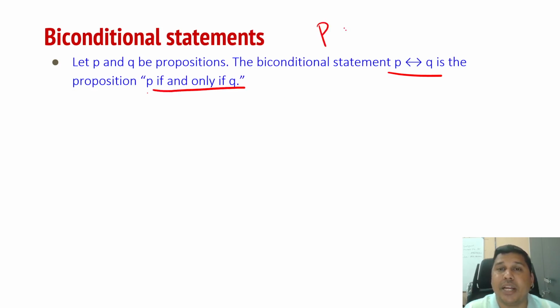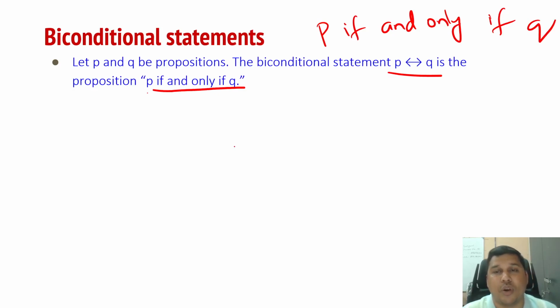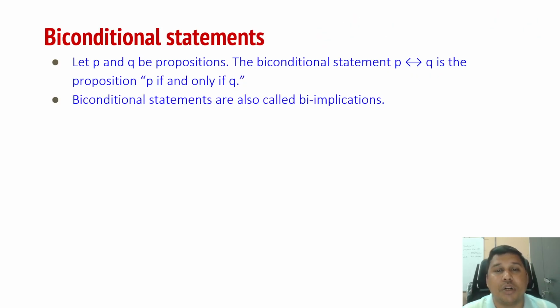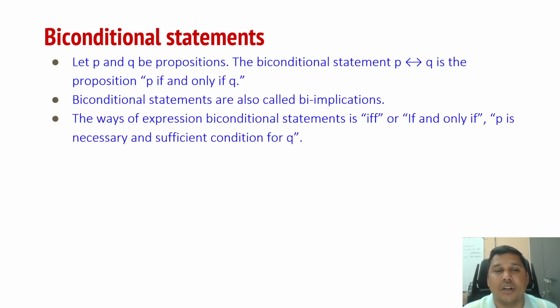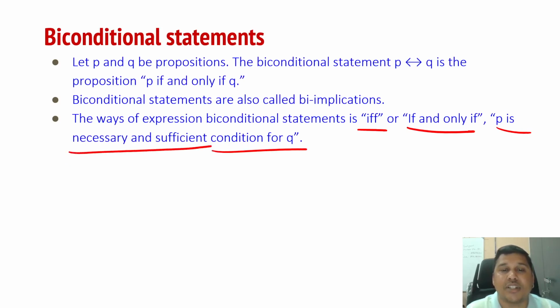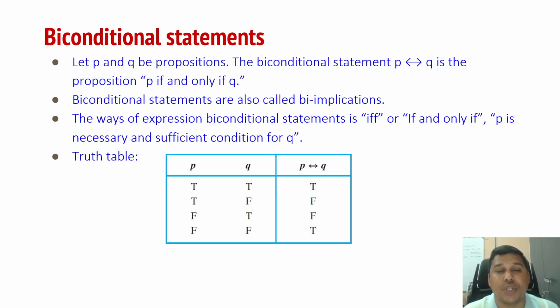It is P if and only if Q. That is very important here. This is also called bi-implication. So we can use either IFF or if and only if, or P is a necessary and sufficient condition for Q. The truth table, if you see, is the same as your XOR operator.